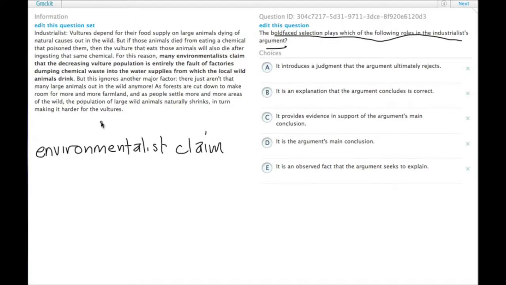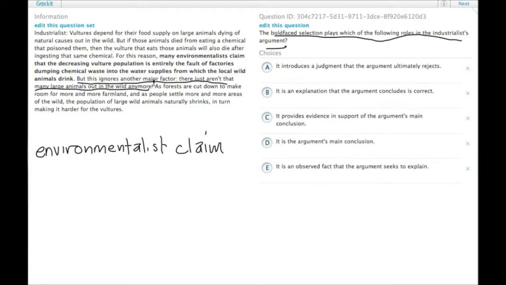That's not enough on its own, though. We need to keep reading. But this ignores another major factor. So when you follow up a claim with something like this ignores this or this is false because, it's clear that the author of the passage disagrees with the claim. So this ignores another major factor. There just aren't that many large animals out in the wild anymore. Okay, so it's a claim in this particular case that the author, the industrialist, doesn't agree with.